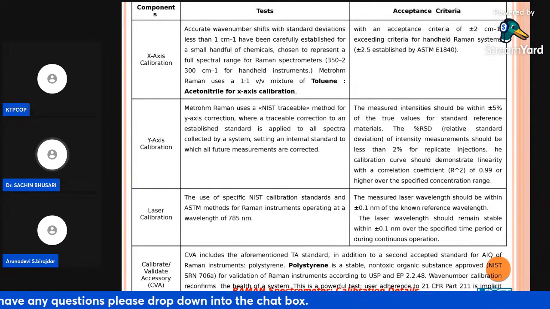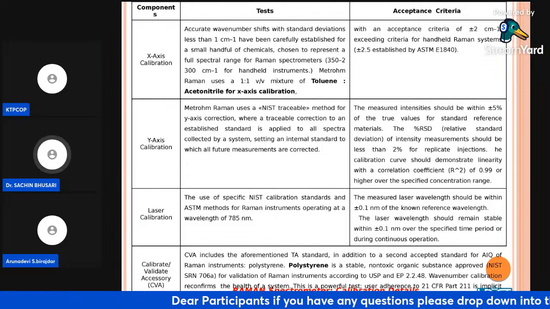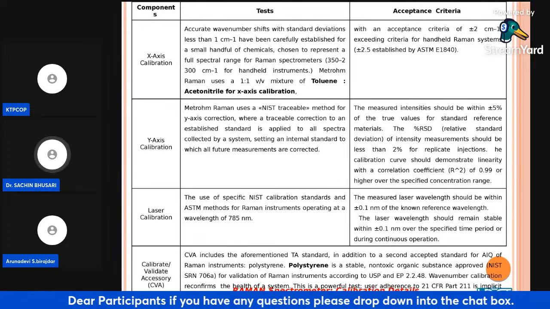But for 785, the wavelength accuracy is plus minus 0.1 nanometer, and the laser wavelength should remain stable within plus minus 0.1 nanometer. And for CVA, polystyrene is the standard which is used.